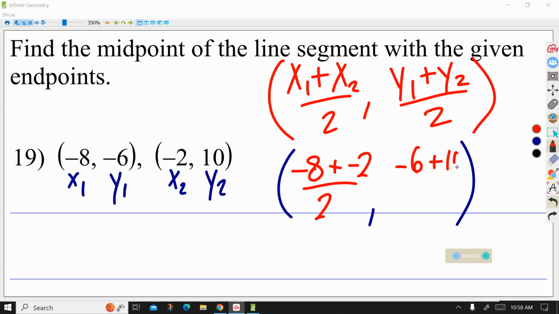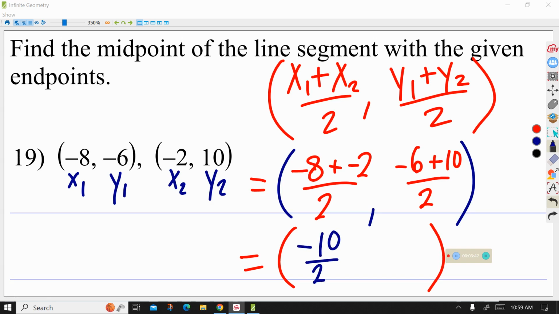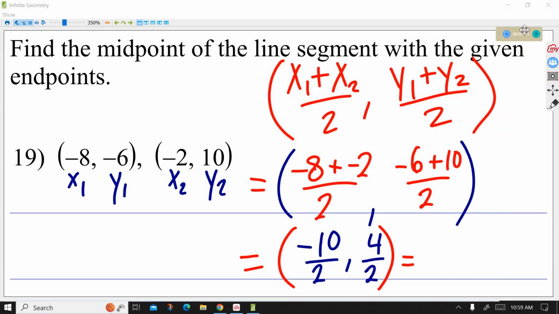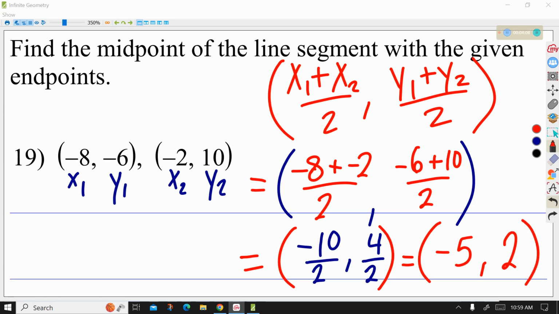Alright, so we got y1 plus y2. -6 plus 10/2. Alright, so now we got -8 plus -2 gives us -10/2. And this last one, -6 plus 10, gives us 4/2. So to finish this up, we just got to do our division. All right? Both of these numbers are even, so we'll actually be able to get some values that work. So -10/2 turns into -5, and 4/2 turns into 2.